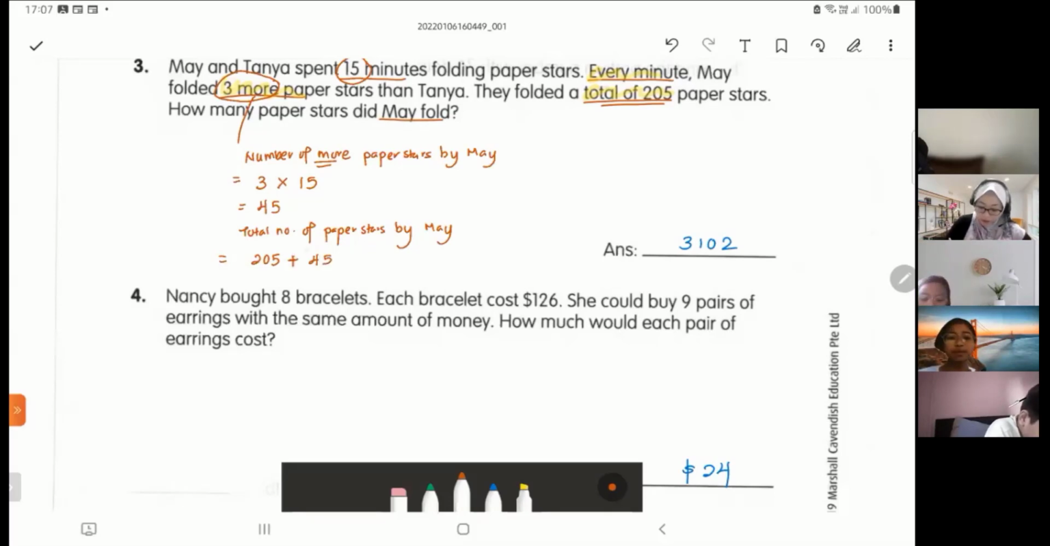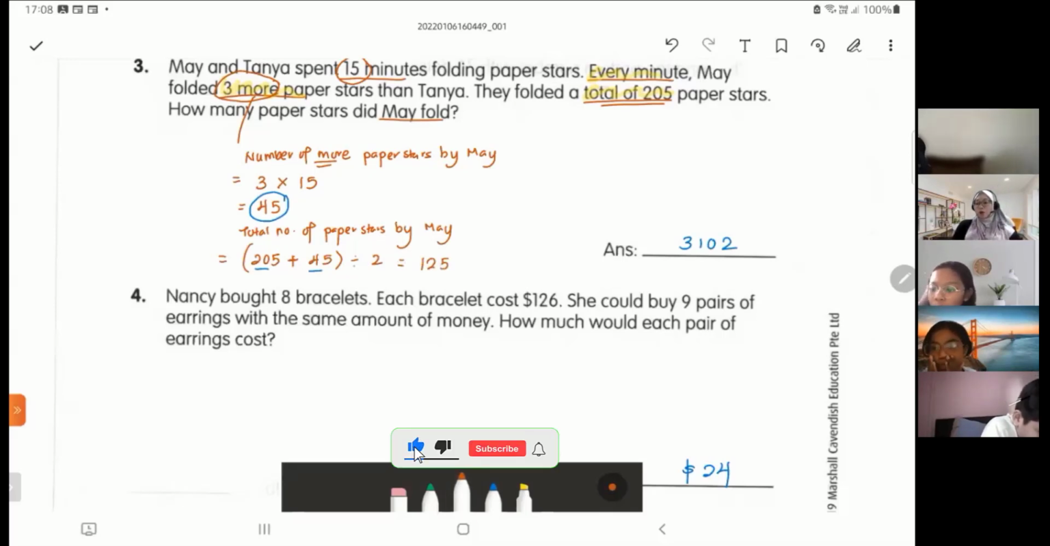Sorry, I add my 45. Then the answer, I divide it by 2. Okay, so I plus my 45 because I want to add in the extras from what I just found out. So our total plus the extra, then I divide by 2. Then this will give me 125.